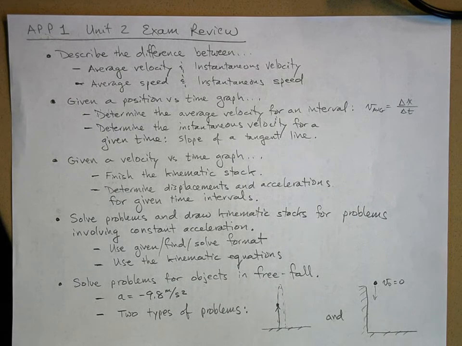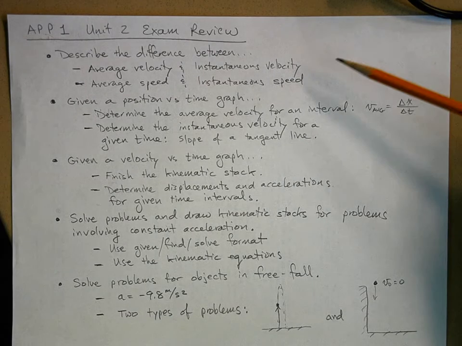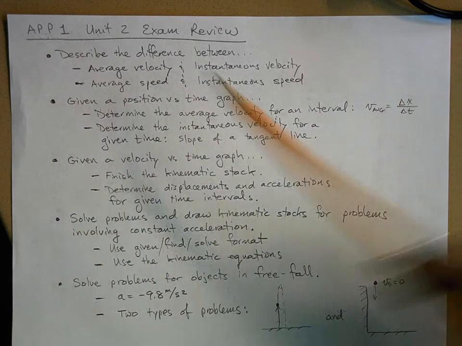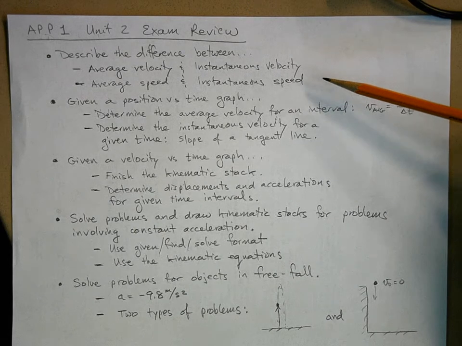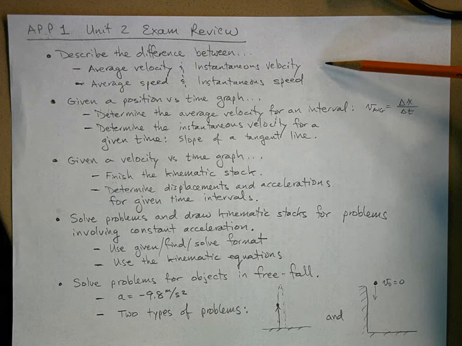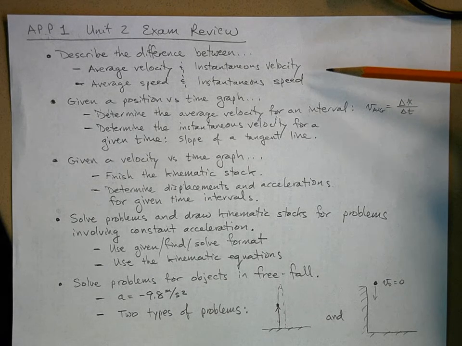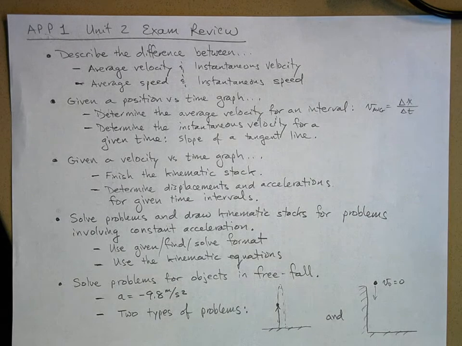Okay, let's review what you need to know for the Unit 2 exam on constant acceleration. The test will determine how well you understand and can do these things right here, these concepts. The first thing I really want to know is, do you know how to calculate the average velocity and instantaneous velocity of an object, and the average speed and instantaneous speed? Now, average velocity, what do you do for that?